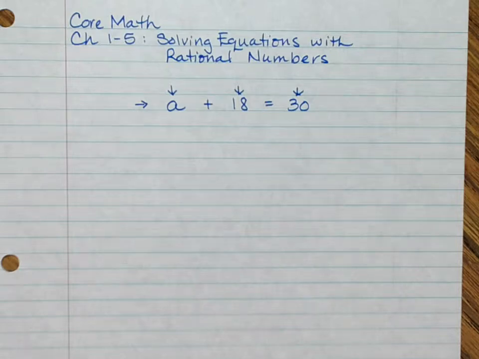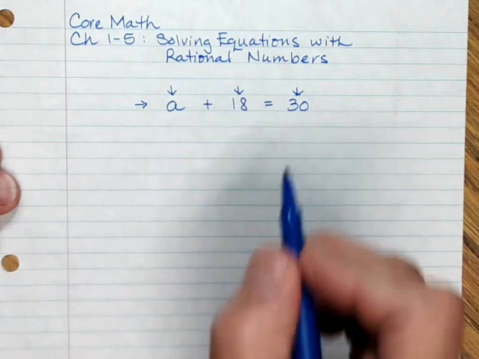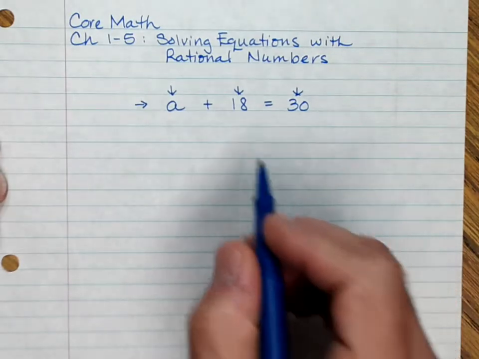Alright, this is from our core math book. This is chapter 1, section 5, solving equations with rational numbers. Today's lesson is actually going to be more review. So this is just a quick diagram of what an equation would look like.